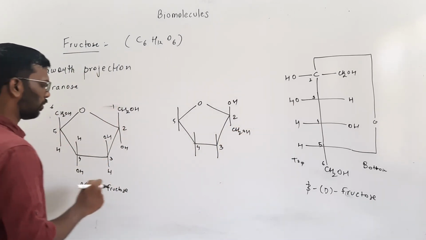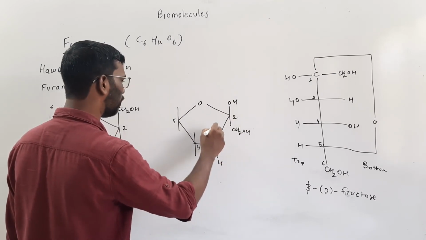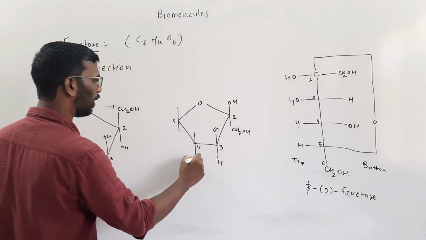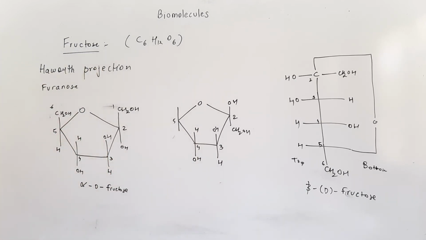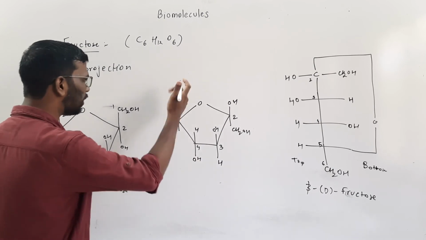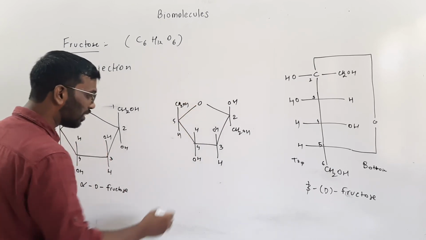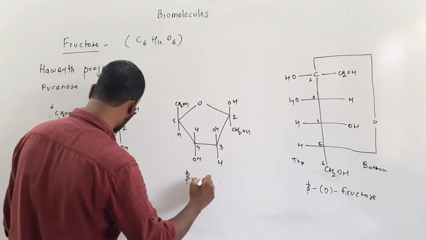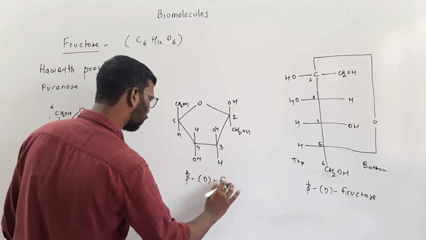Third carbon, same, no? Rest of the things are going to be the same. Hydrogen, OH, then OH, hydrogen. And on the fifth carbon, it is what? It is the same. Again, it is the same. CH2OH and hydrogen. This is the beta form of D fructose.